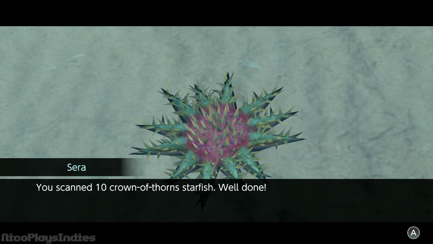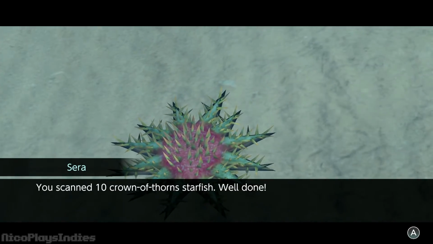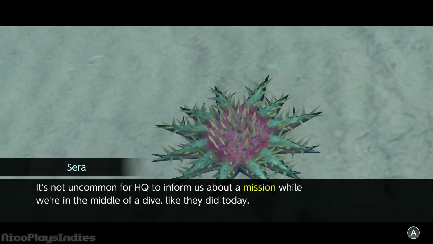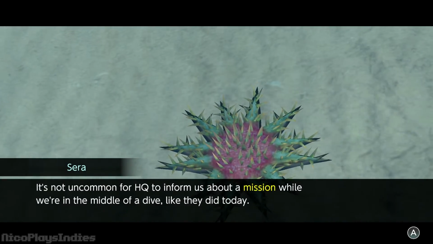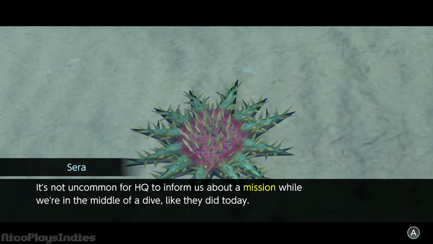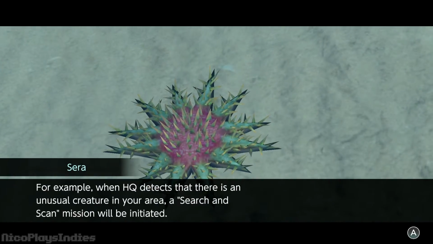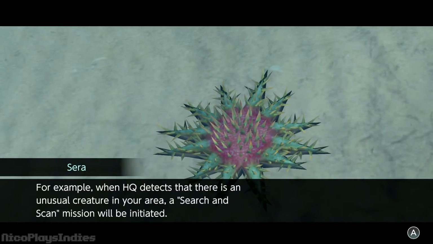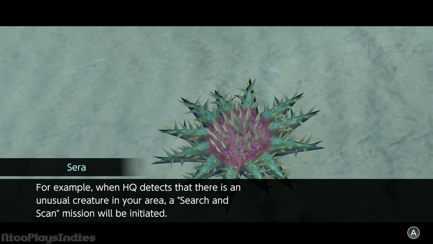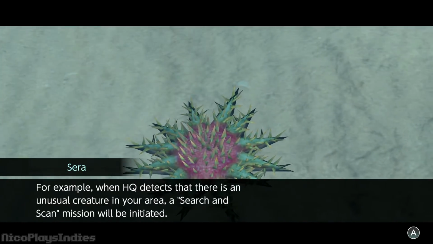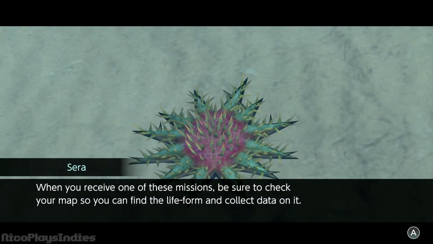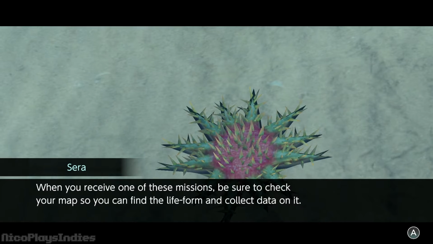You scanned 10 crown of thorns starfish. Well done. It's not uncommon for HQ to inform us about a mission while we're in the middle of a dive, like they did today. For example, when HQ detects that there is an unusual creature in your area, a search and scan mission will be initiated. When you receive one of these missions, be sure to check your map so you can find the life form and collect data on it.